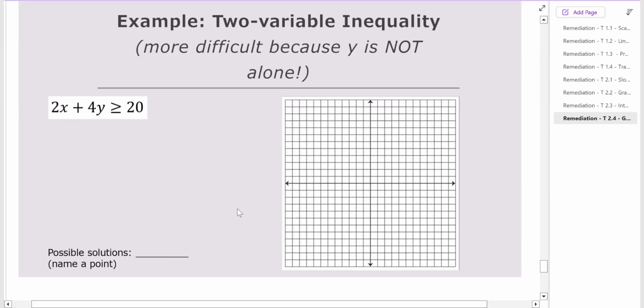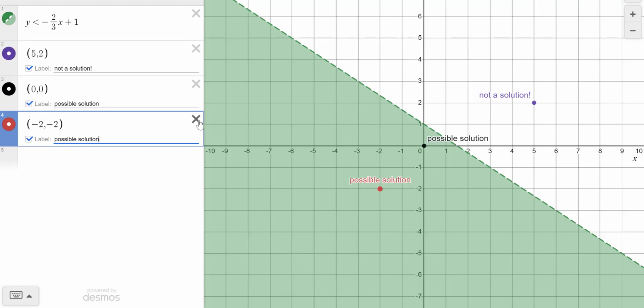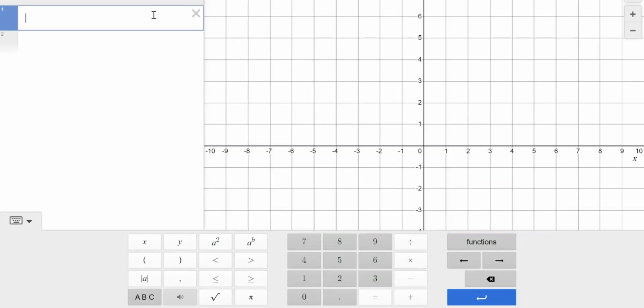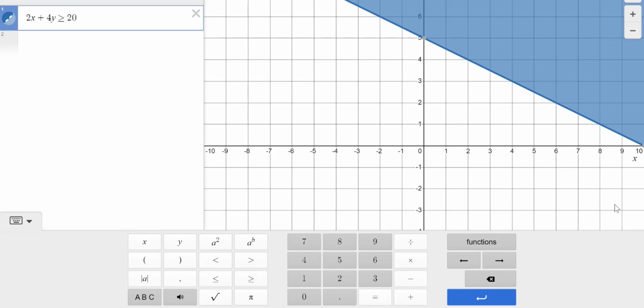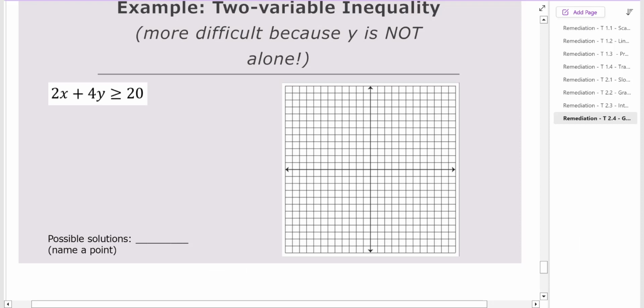All right. For this problem, again, if you don't know how to do it, you can always type in Desmos. Si no sabes cómo hacer este, tú puedes escribir aquí en Desmos. So we have 2x plus 4y is greater than or equal to 20. Okay? And look, we have a point at 5. The line is solid, and it's colored above. Okay. Now, if you want to do it by hand, si quieres hacer este sin la calculadora, podemos. Okay, we can do it.